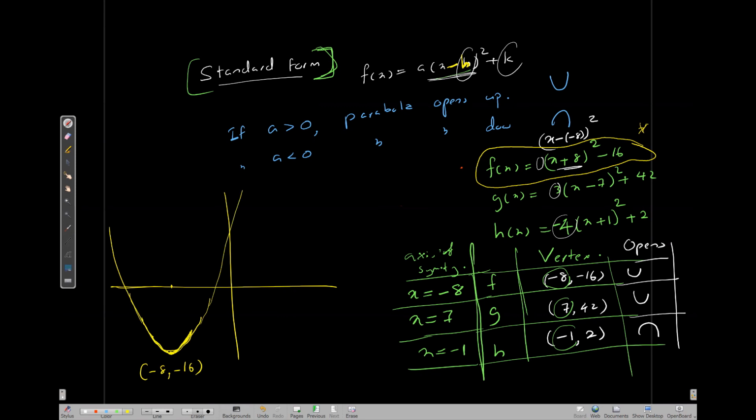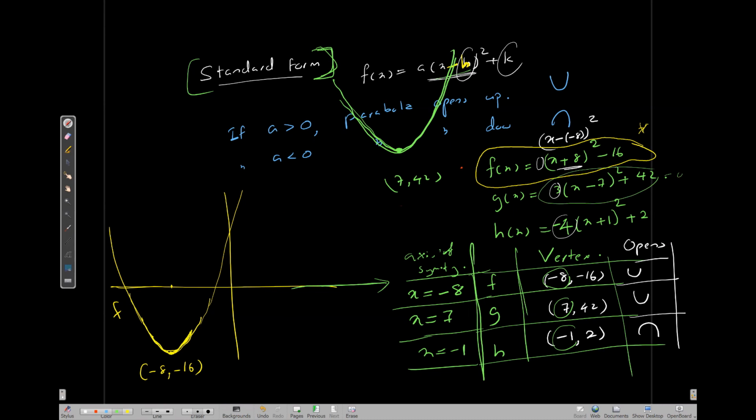And let's do G. So this is F. For G, let me use green color. 7 and 42. So far away here and somewhere here. Let me see, somewhere here, (7, 42). And it will go like this, and it will never hit the x-axis. So if I make this function into a quadratic equation, like for example, if I make it equal to 0, that's not going to have solutions because it does not hit my x-axis.